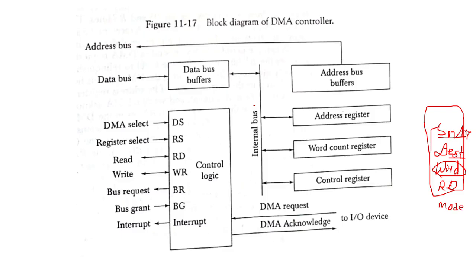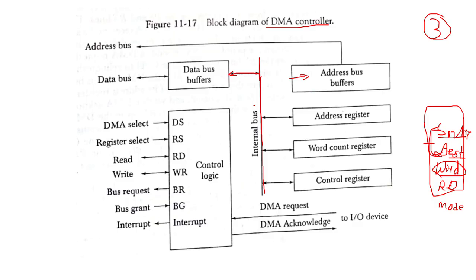This source and destination address is sent to the address bus. This is the internal bus, and it has all the three buses: address bus, data bus, and the control bus. And to store those, there is the data bus buffer and the address buffer that act as the bridge between the DMA controller, IO devices, and the memory chip.